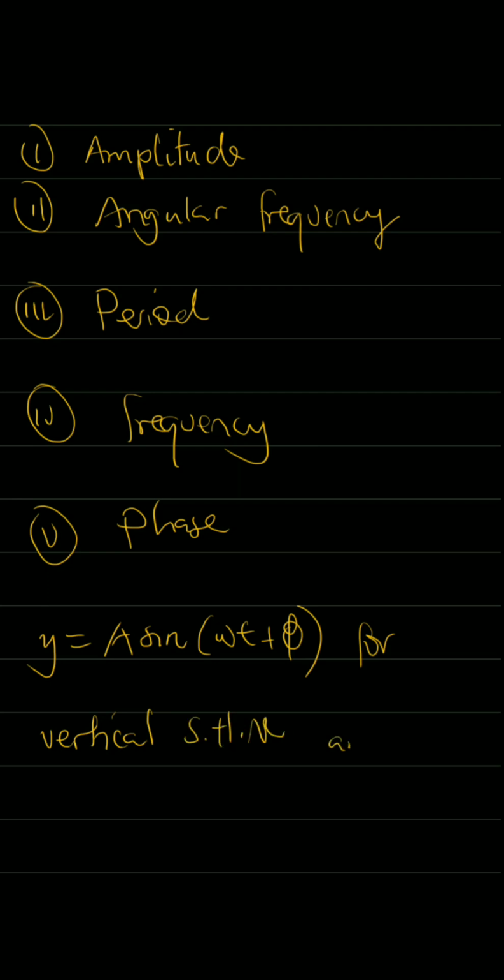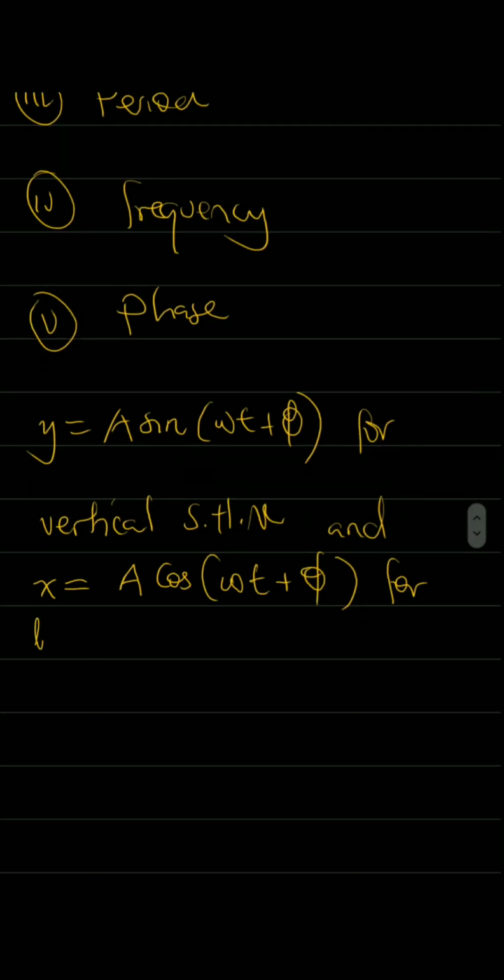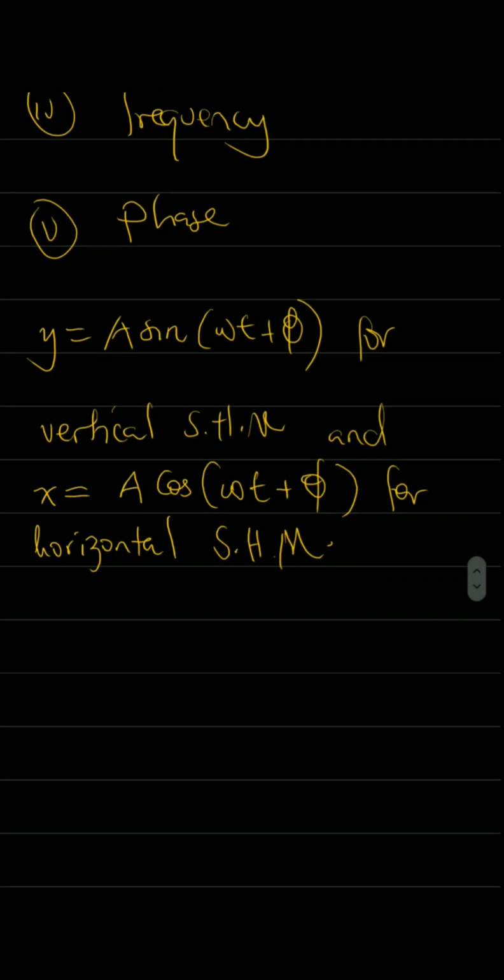Then in a case where the motion is horizontal, our equation will be x equal to A cos of angular frequency t plus the phase. So this is just for horizontal simple harmonic motions. The A that we have in both equations, for the vertical and the horizontal, simply stands for the amplitude. The w, which is omega, stands for the angular frequency.